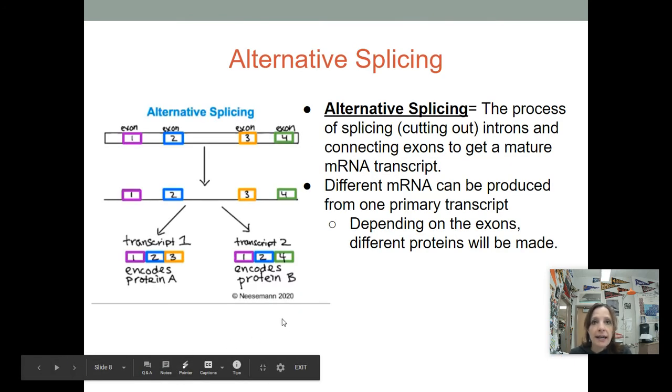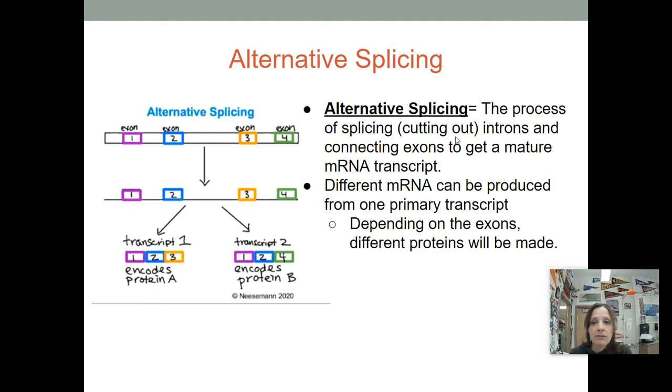So something that can happen while these modifications are going on is what's called alternative splicing. And so that's the process of cutting out introns and connecting exons to get a messenger RNA. So that sounds really familiar, but what can happen is different mature messenger RNA can be made depending on the exons.